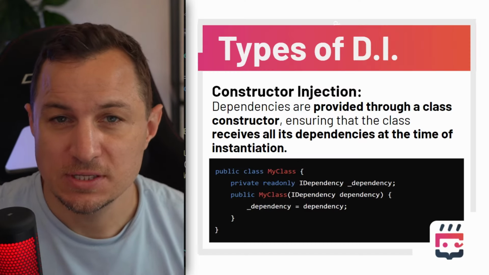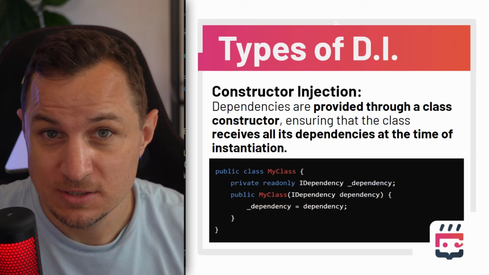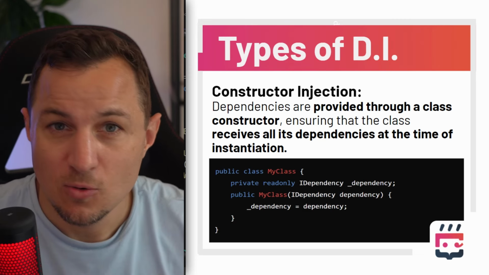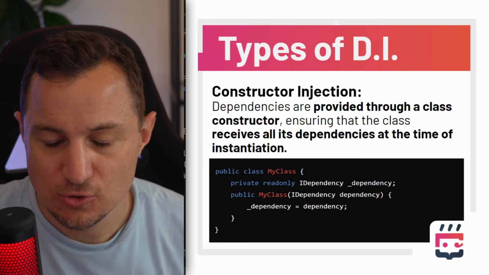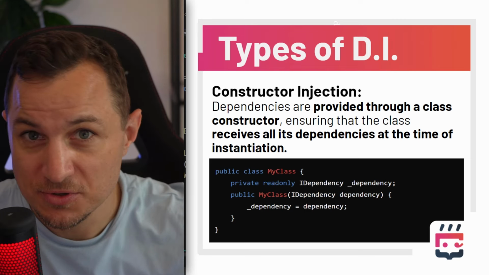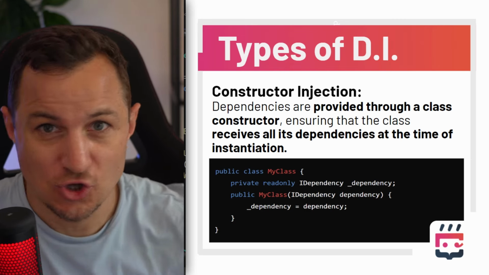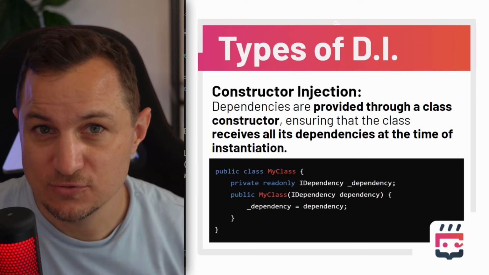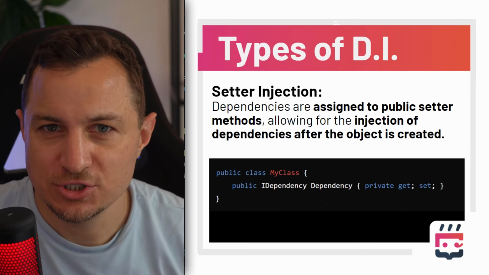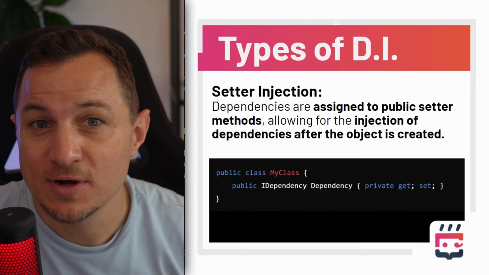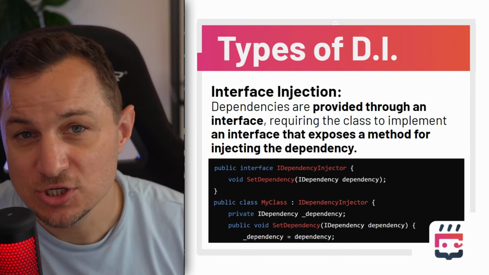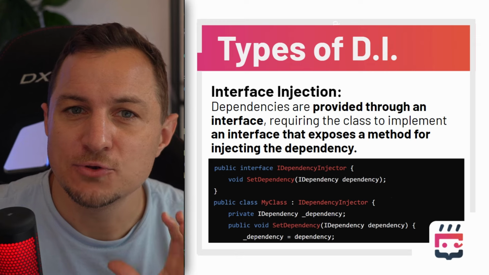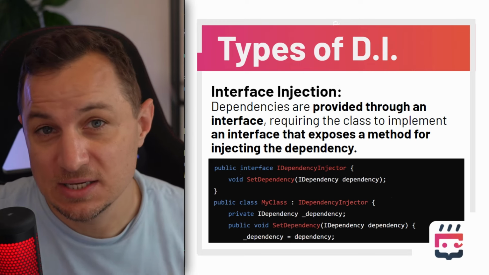And there are different types of dependency injections. There is constructor injection, which we're going to look at in this video, where dependencies are provided through a class constructor. So in the constructor, you are passing on the tools, such as the saw, such as the hammer, and so forth. Then there is setter injection, where dependencies are provided through a property or a method. And then there is interface injection, where dependencies are provided through an interface that the class implements.